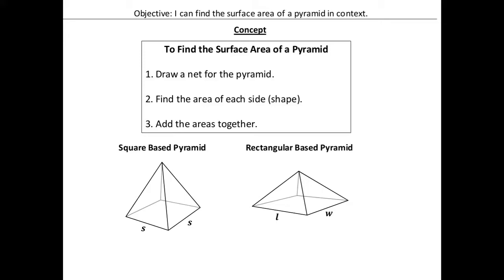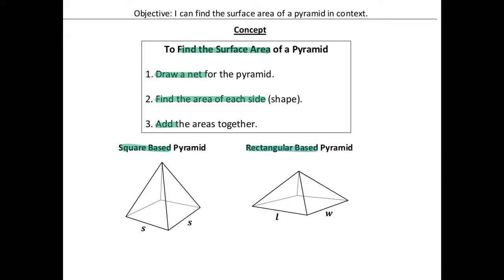Right. So for concept, just like we did yesterday, we're going to find the surface area. We're going to draw the net of the pyramid, and you're going to find the area of each side and add all of the areas together. Okay. For the purpose of this class, we're only going to be looking at square or rectangular based pyramids. Sometimes you can have a triangular pyramid where the base is also a triangle. You can have a hexagon, a pentagon, an octagon in the base. But for the purpose of this class, we're only going to focus on squares or rectangles. Okay. So a square-based pyramid versus a rectangular-based pyramid.